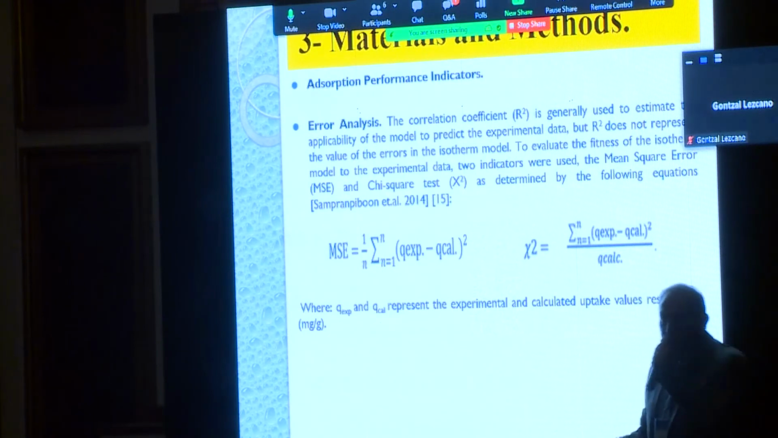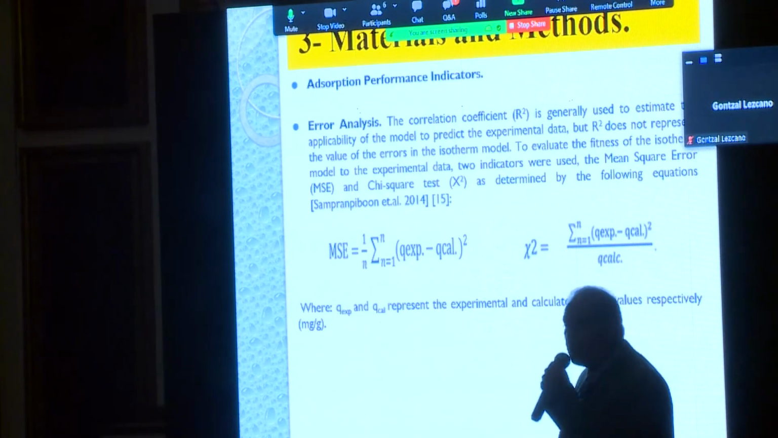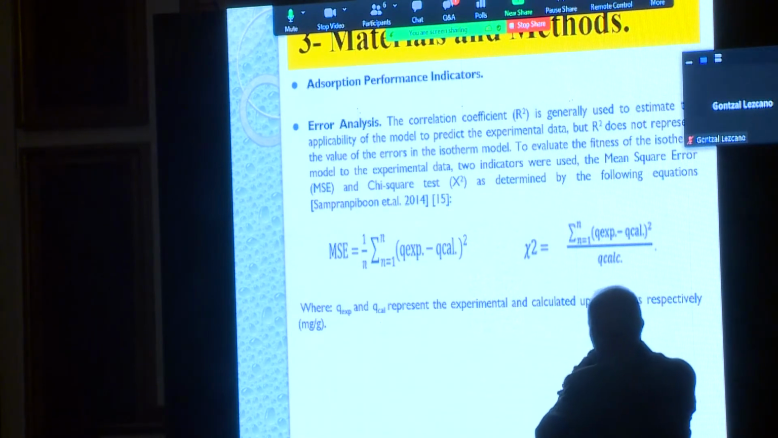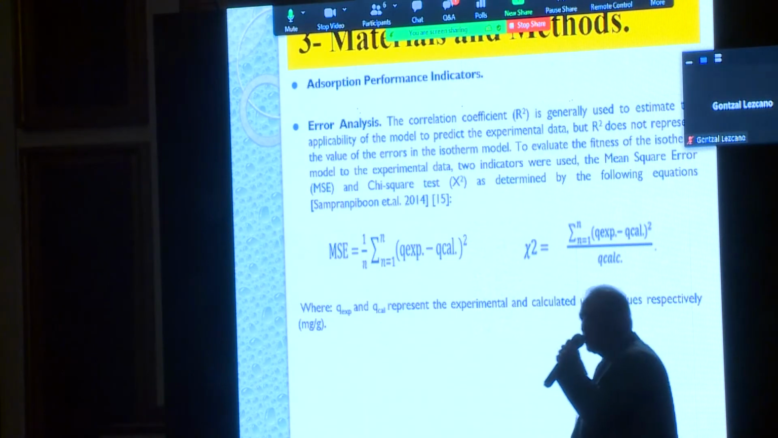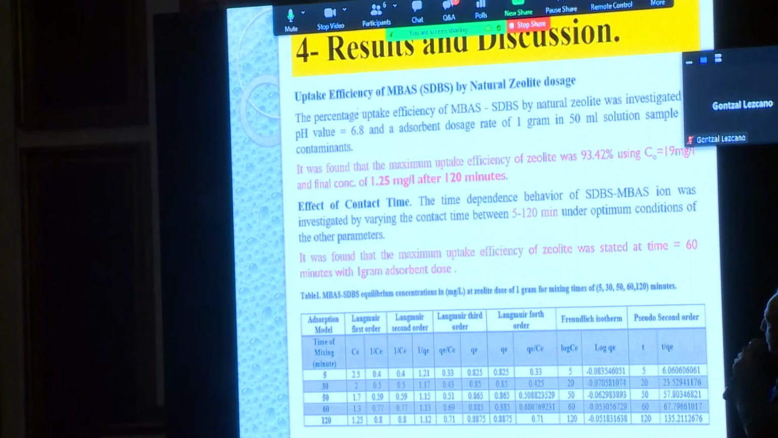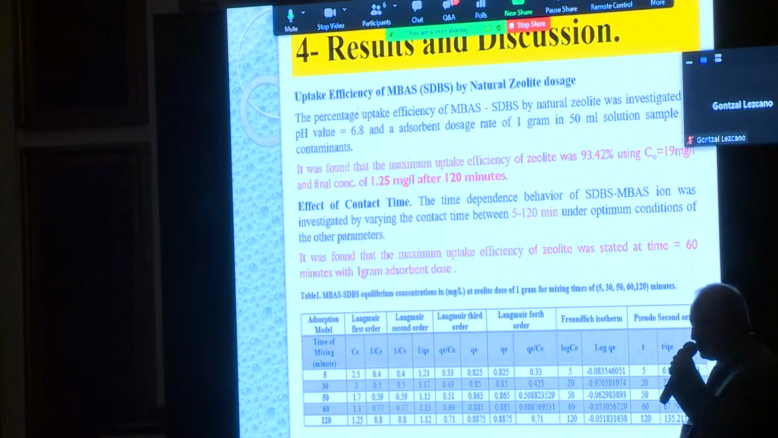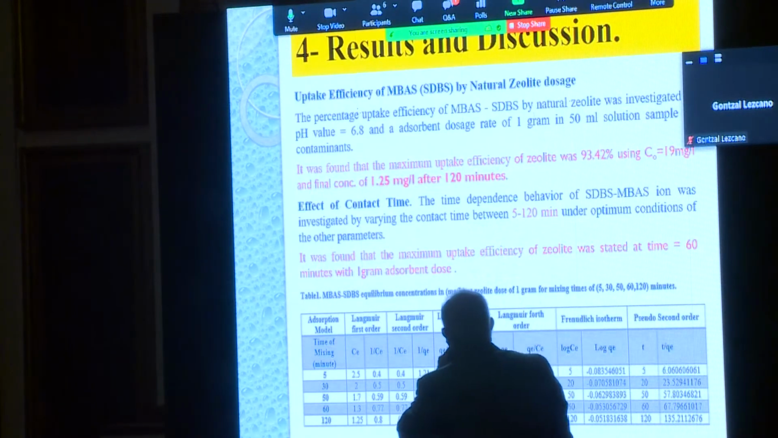The error in the analysis can be calculated from either the mean square error equation, this one, or the chi-square testing, as you see in the slide. Those are our results and some discussion about the results.